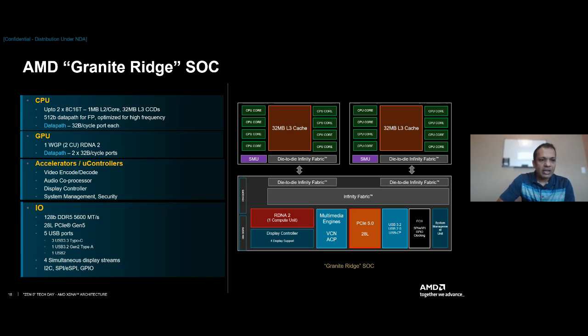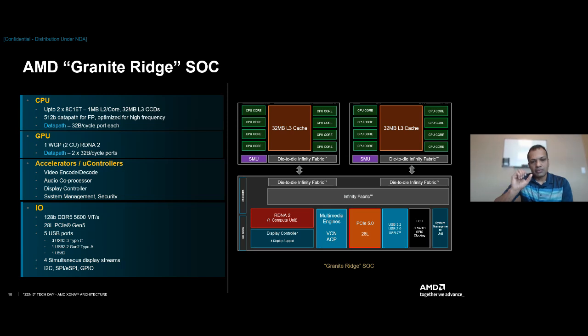It does have the video encode decode, the audio coprocessor and display controllers, and system management and security, just like it did with the prior generation. On the I/O front, again, 128 bits of DDR5, 28 lanes of PCIe Gen 5 here, and 5 USB ports: 3 Type-Cs, 1 Type-A, and then one, again, USB 2 port as well. Can support 4 simultaneous display streams and has all of the I/Os needed for, again, I2C, SPI, and GPIO.